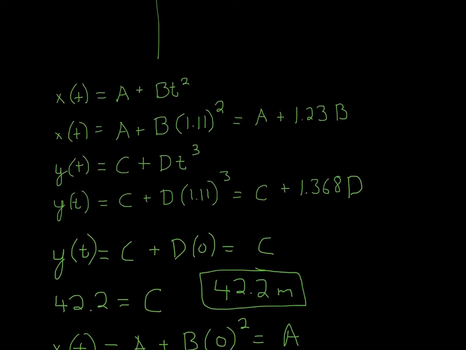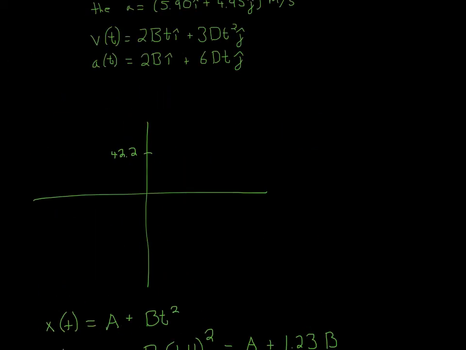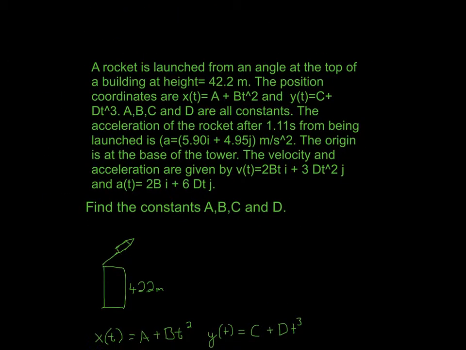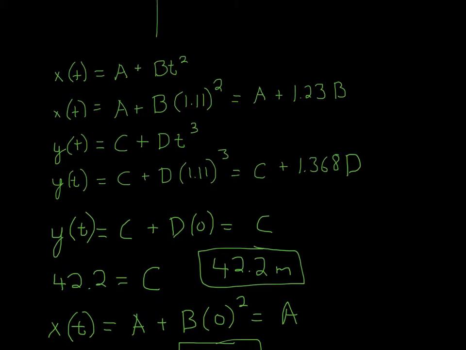So now I just try out different things. I'm going to write the x one, and we're given that the time is 1.1, so I'll try that. I plug 1.1 into the x formula, and I get a plus 1.23b. I do the same thing for y, plug in 1.1, and I get c plus 1.368d. I didn't round it here because I didn't want rounding error. This information could be helpful, but we don't know.